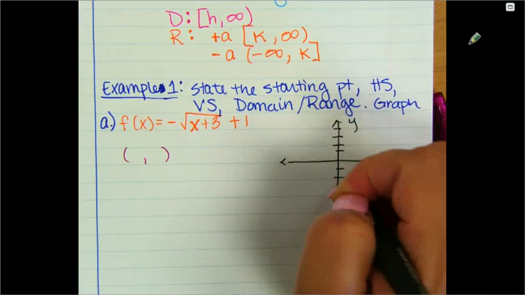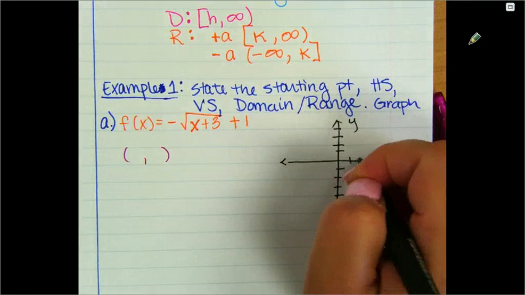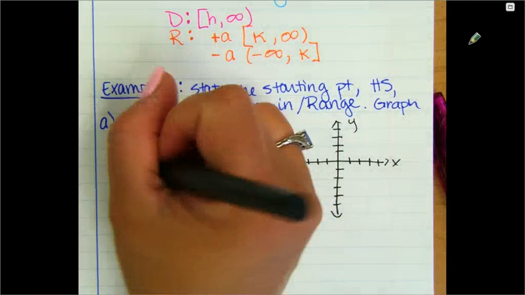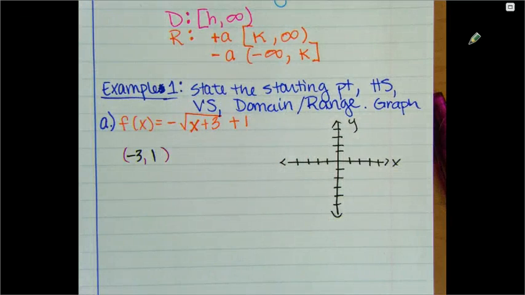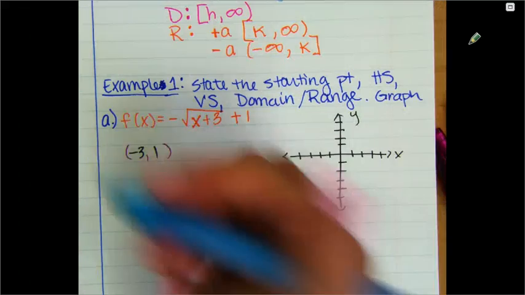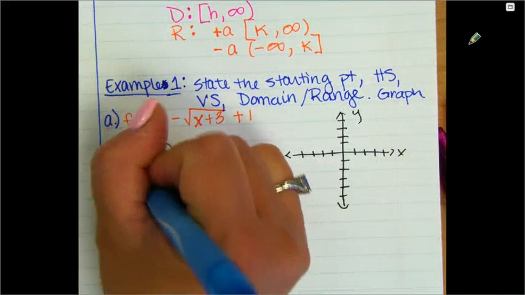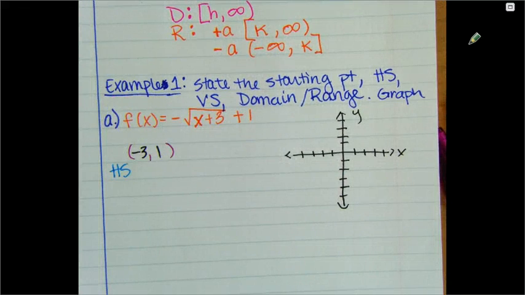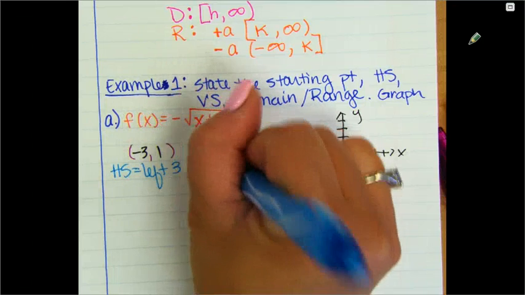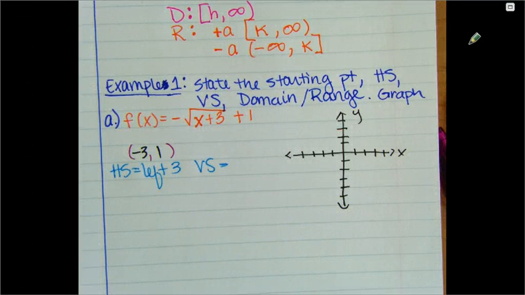Ready? What's your starting point? Negative 3 comma 1. Why is it negative 3? Because it's always the opposite. Good. All right, so next is horizontal shift. I am horizontally shifting how much? Left how many? Left 3. Vertical shift is what? Up 1.